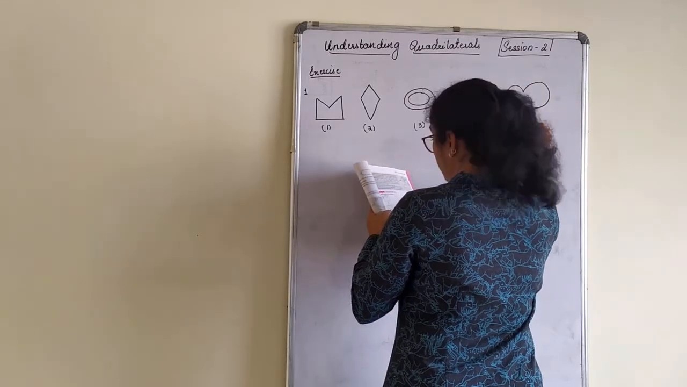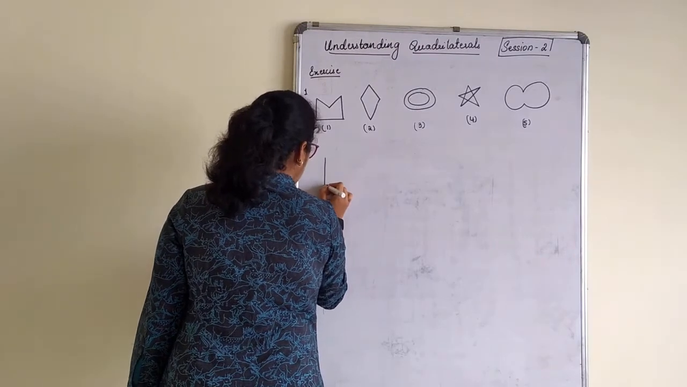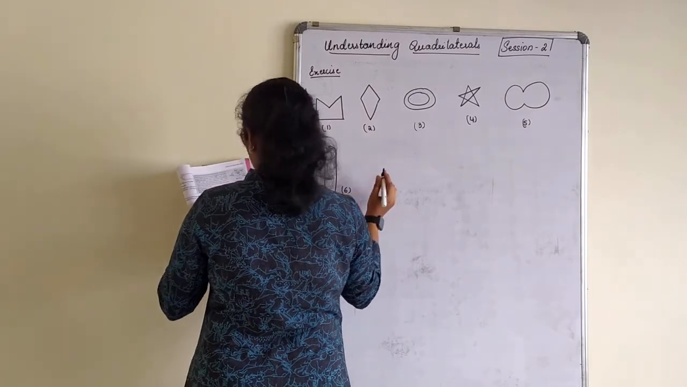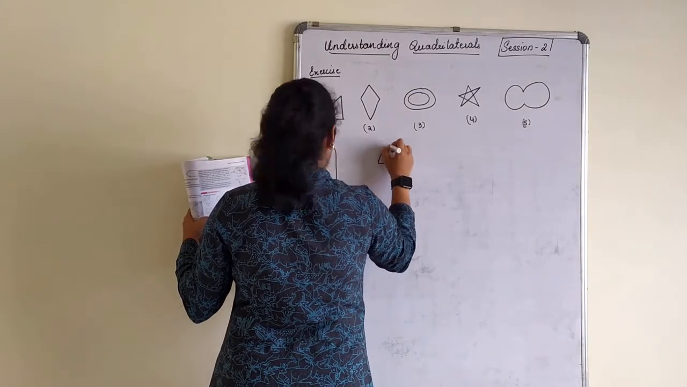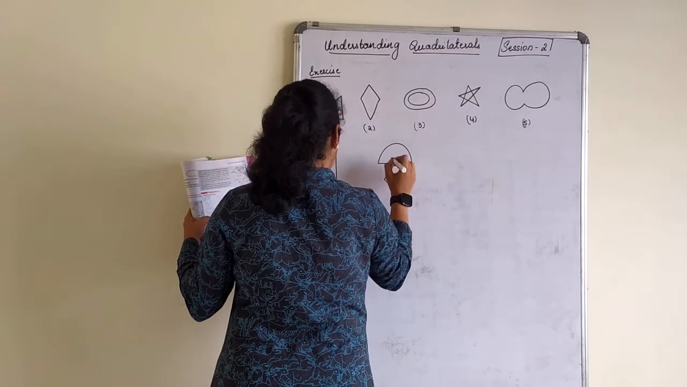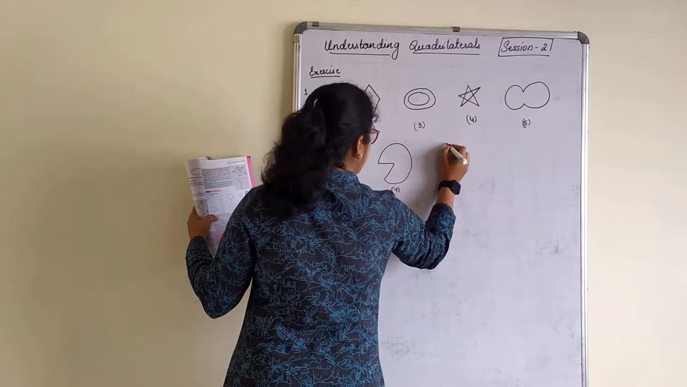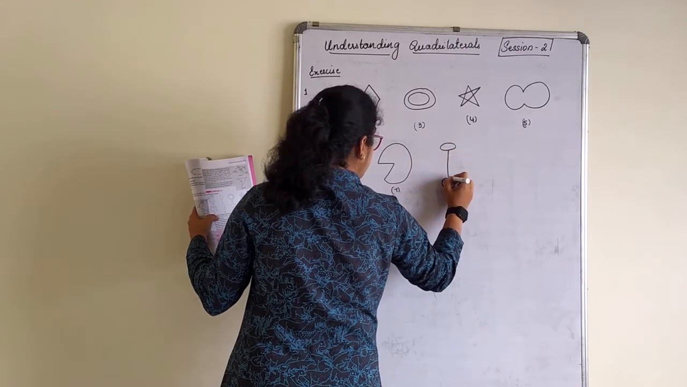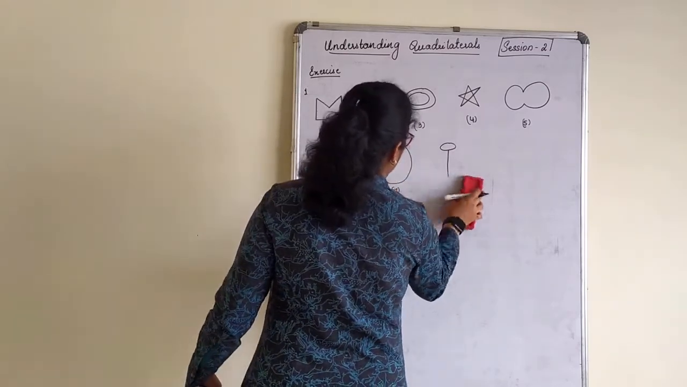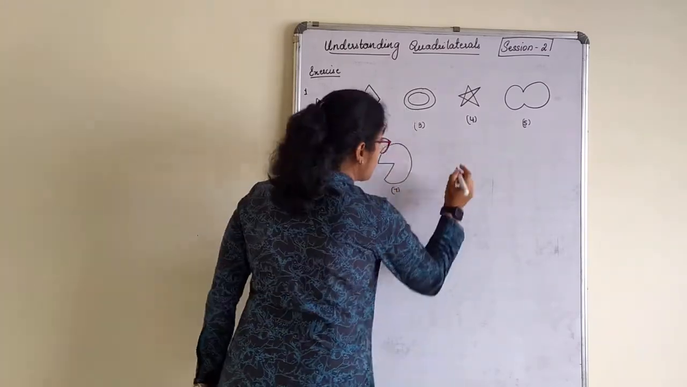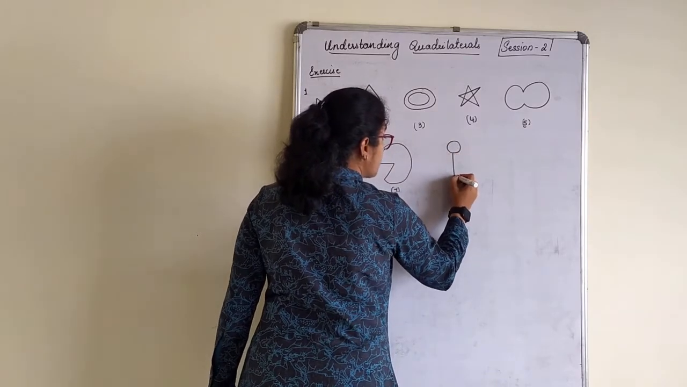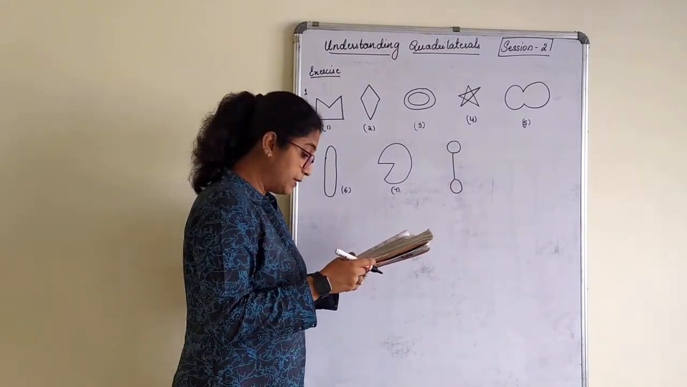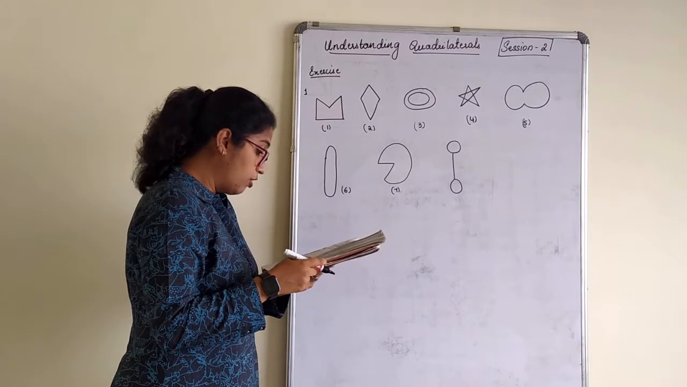This is the fifth one, this is the sixth one, seventh one, and the last, eighth one. Look at the eighth one here again. Let me just show you. We can draw this without lifting the pen from the paper, right? Could we draw the eighth one or could we not?